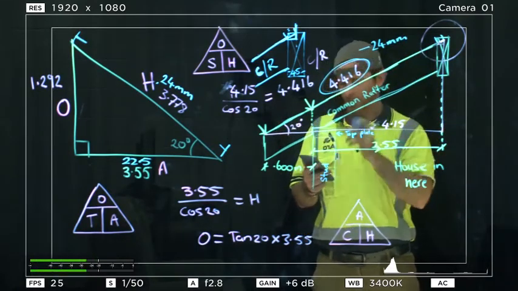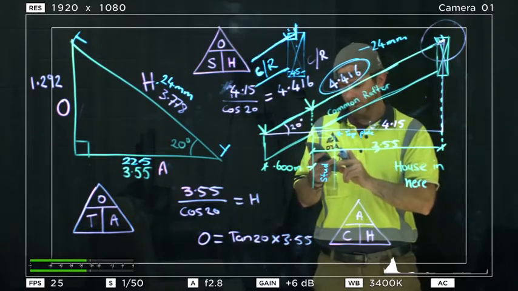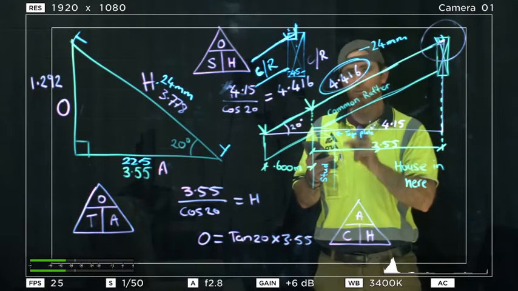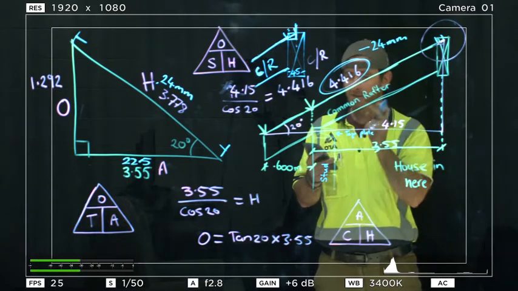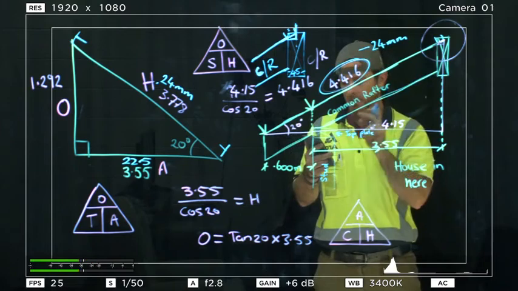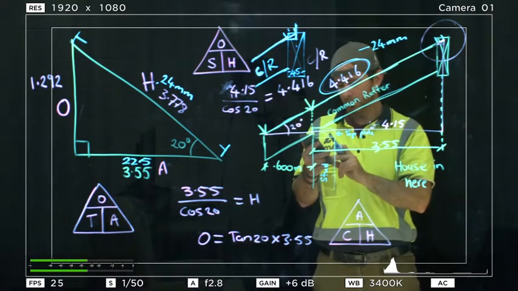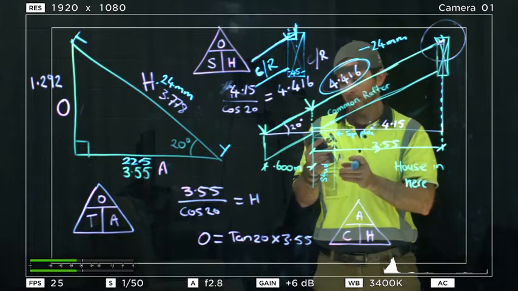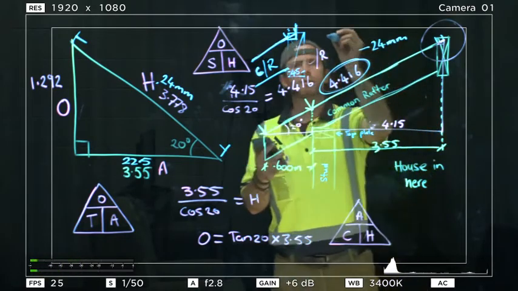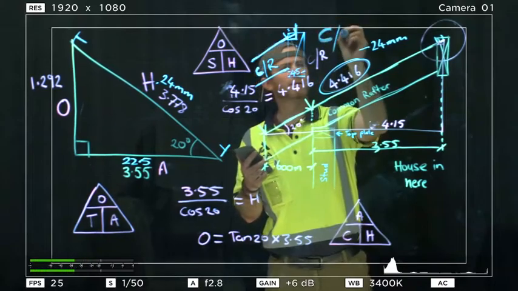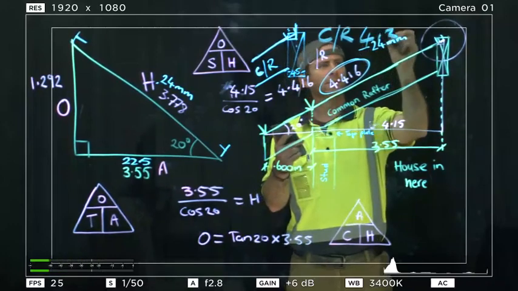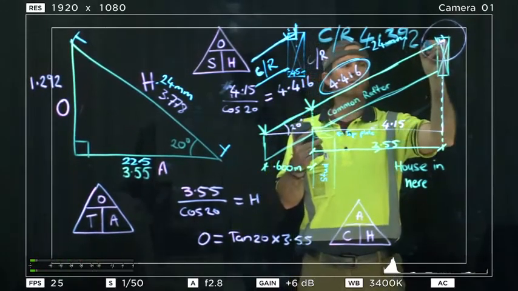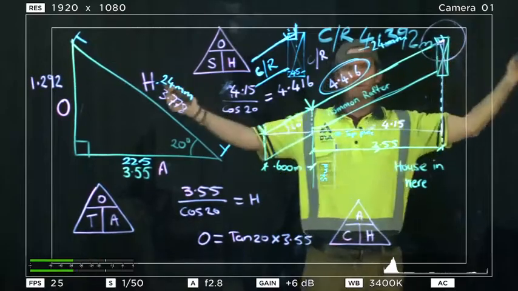So let's do this on a calculator just so I don't muck it up. 4.416 minus 24. No. I've got to go because I'm doing this in meters, we need to change that, don't we? So 24 millimeters in meters is 0.024. Gives us an actual common rafter length of 4.392 meters. Boom, done.